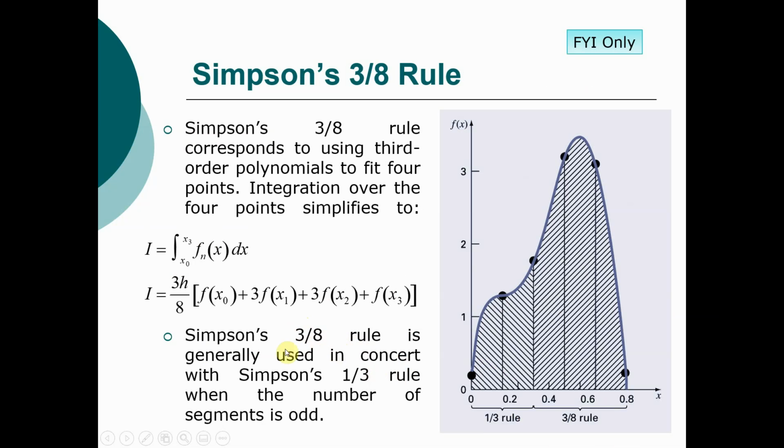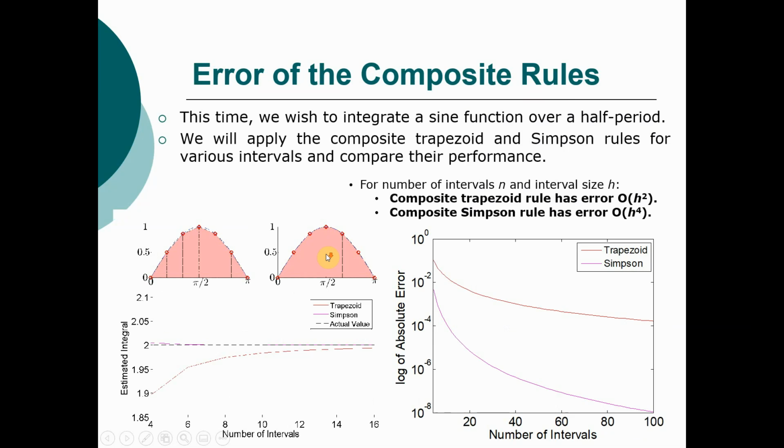Simpson's 3/8 rule is generally used in concert with Simpson's 1/3 rule when the number of segments is odd. So here you see 1, 2, 3, 4, 5 segments. So we use a 3/8 rule on this part and 1/3 rule here, or you can just use 3/8 here and 1/3 here. Okay.